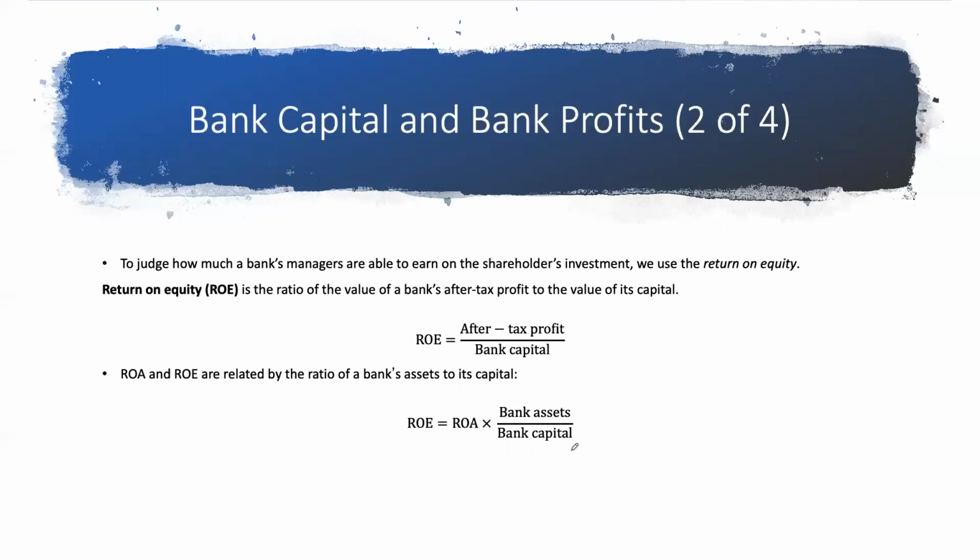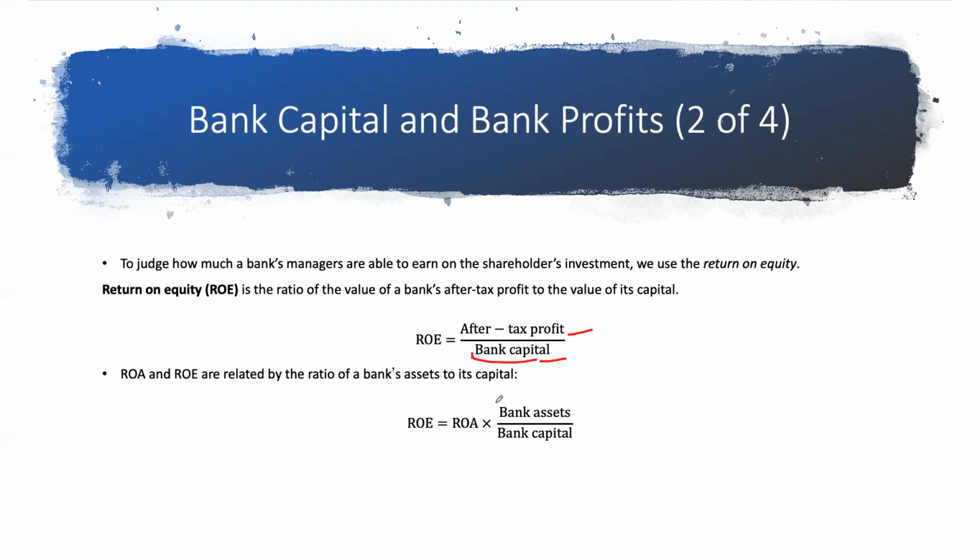Other measures that we might want to consider are from the shareholder's point of view, right? The shareholder is interested in the return that they earn on their equity contribution. So the return on equity is the after-tax profit that the bank generates as a fraction of its bank capital. So on this amount of invested bank capital, what is the after-tax profit? That ratio tells us the return on equity. Okay. Now return on equity is related to return on assets by a very simple formula, where return on equity is return on assets times bank assets over bank capital.